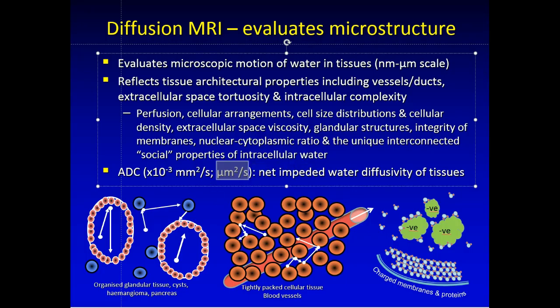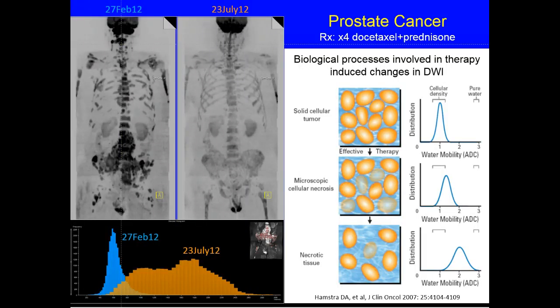Now, if you look at that same patient that I showed you before, here is the ADC histogram. If we look at the histogram, one can see a dramatic increase in the mobility of the water, with the ADC histogram shifting to the right side, indicating an excellent therapeutic response, and that shift is related to reduction in the cellularity of the lesions.